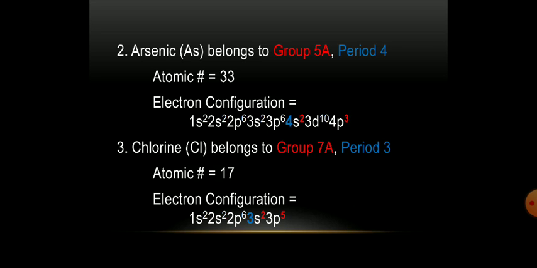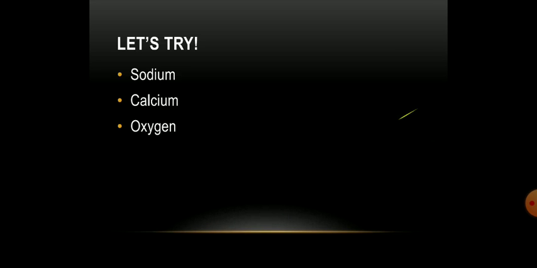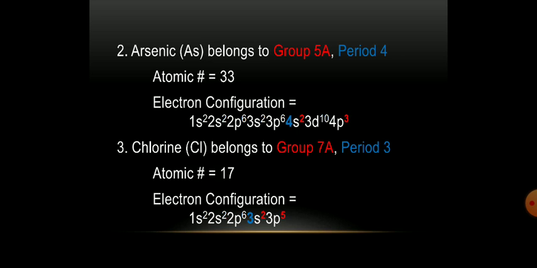Chlorine belongs to group 7A, period 3, and has atomic number 17. If you look at the electronic configuration of chlorine, you will get 3s2 3p5. The 3 indicates it comes from period 3, and it belongs to group 7A. So this is the representation of the elements, and if we add their powers, 2 plus 5, you get 7, which means chlorine belongs to group 7A.